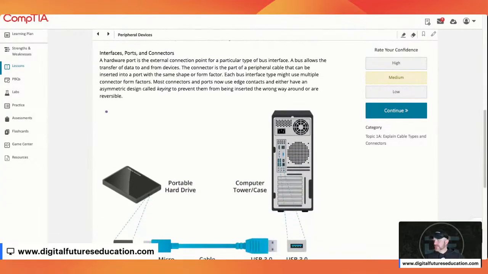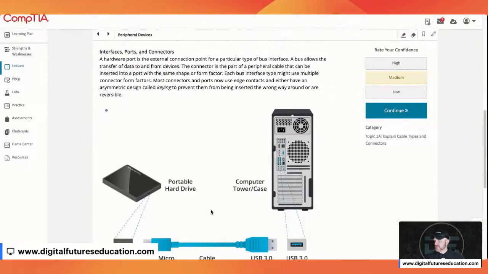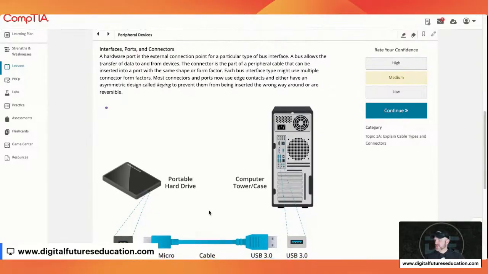Interfaces, ports, and connectors. A hardware port is the external connection point for a particular type of bus interface. A bus allows the transfer of data to and from the device. The connector is part of the peripheral cable that can be inserted into a port with the same shape or form factor.